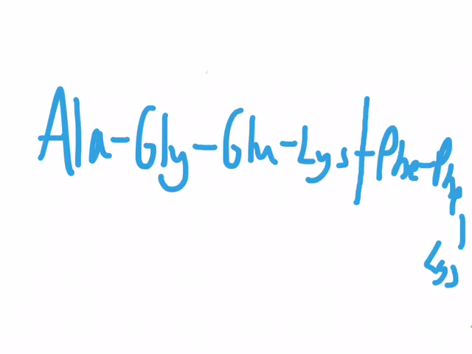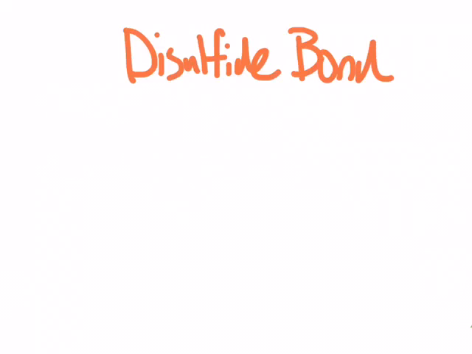Now we'll look at the disulfide bond. So the disulfide bond is created by cysteine, which has a very reactive thiol, SH, in the R group. Thiols react with each other, and if two cysteine are close together, they react forming a disulfide bond. The disulfide bridge plays an important role in stabilizing tertiary proteins.